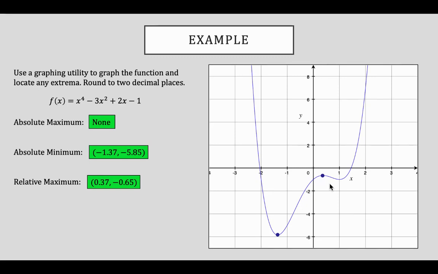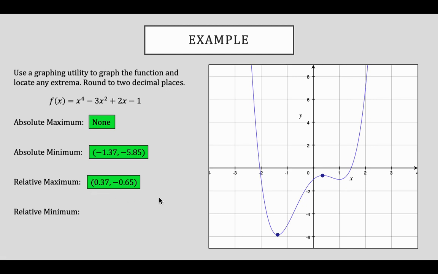So plugging that into our calculator gives us our relative maximum point. This occurs at (0.37, -0.65). We have a relative maximum of -0.65 that occurs at x equals 0.37.